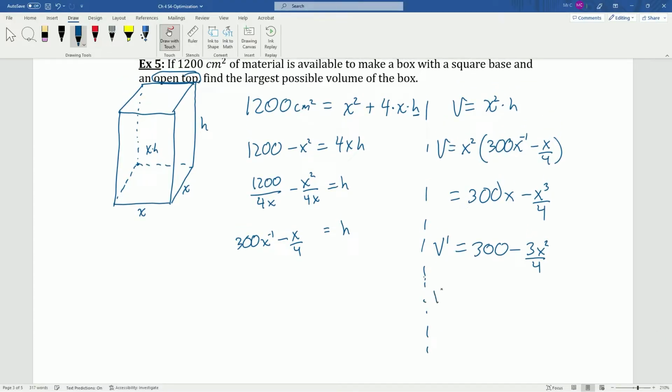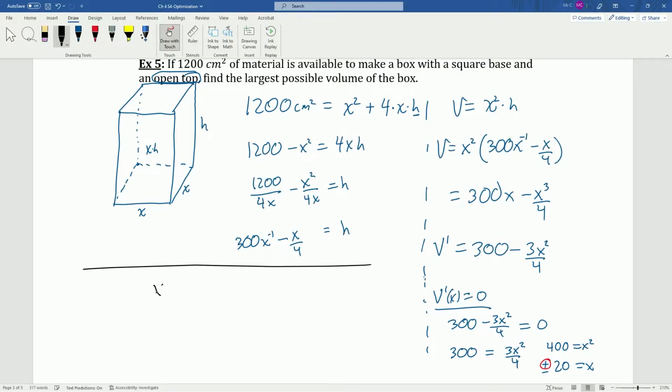And now we can set this derivative equal to 0. So we get 300 minus 3x squared over 4 equals 0. So 300 equals 3x squared over 4. Multiply the 4 across, that's 1200. Divide by 3, that's 400. Equals x squared. So x equals plus or minus 20. But again, it's a real world problem. We're looking at positive lengths here. You can't have a negative length of a box. So we're just looking at x equals 20 here.